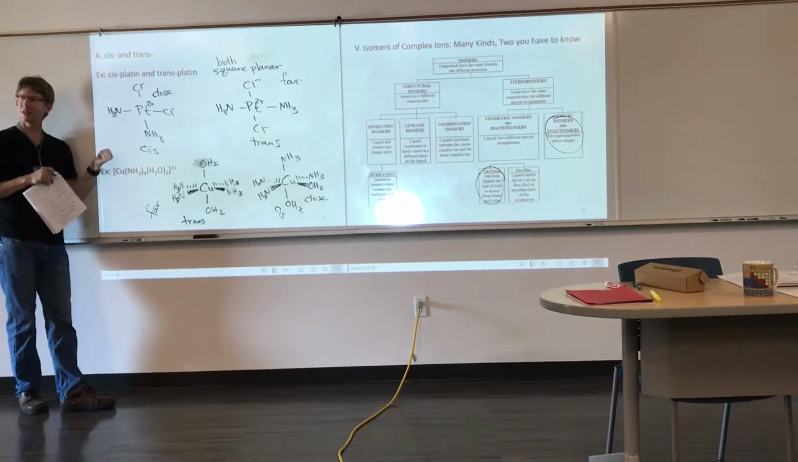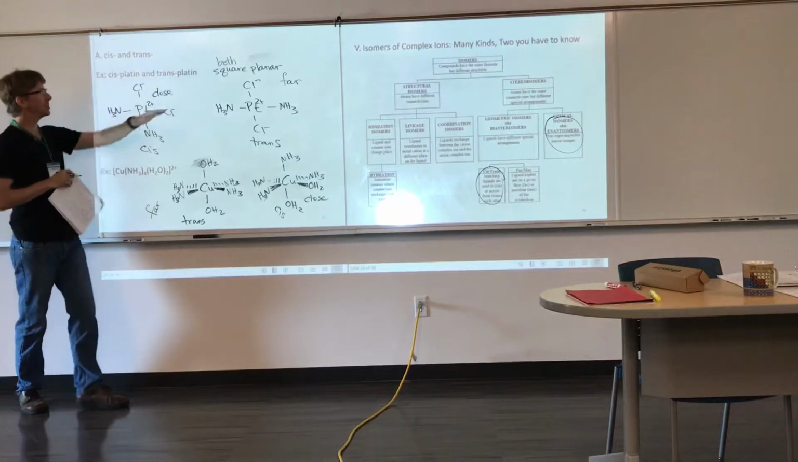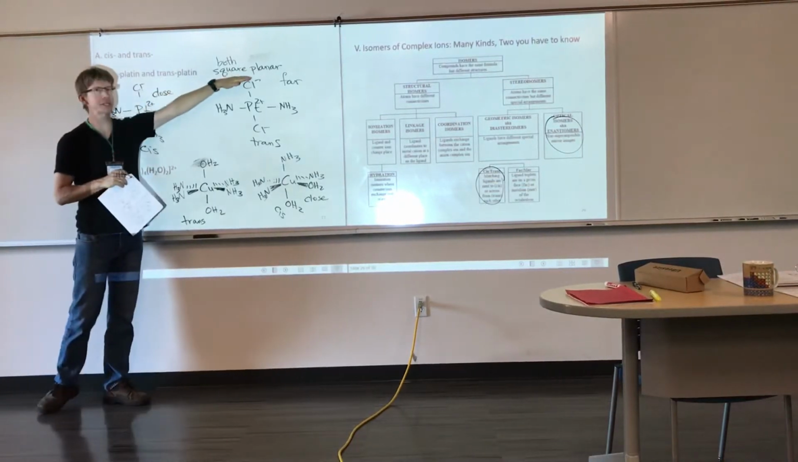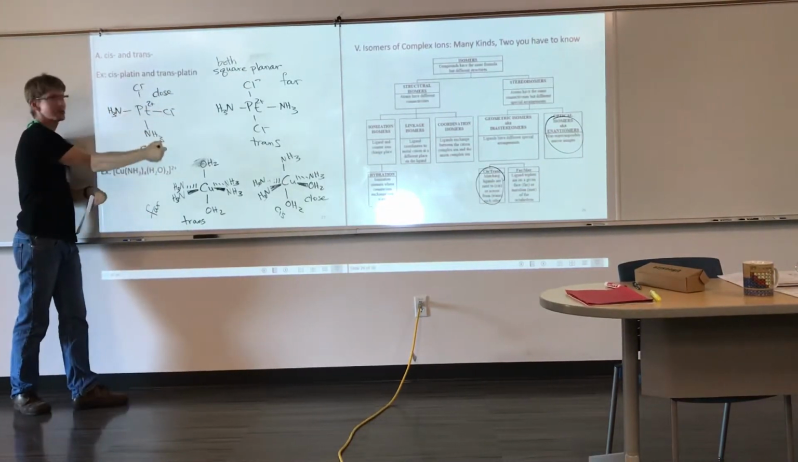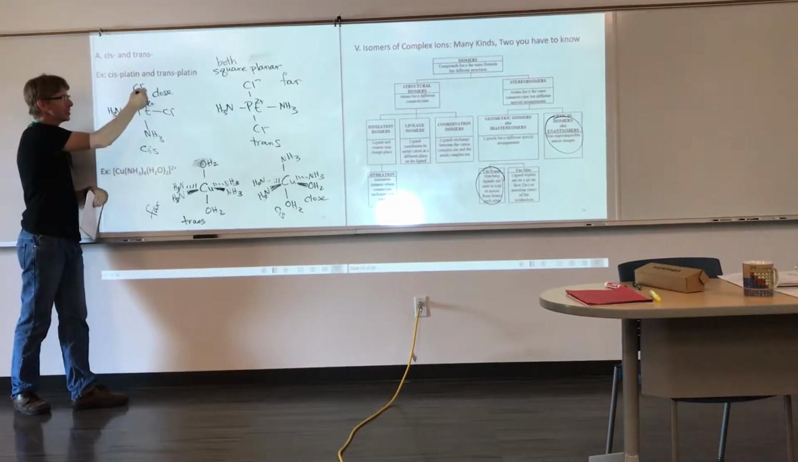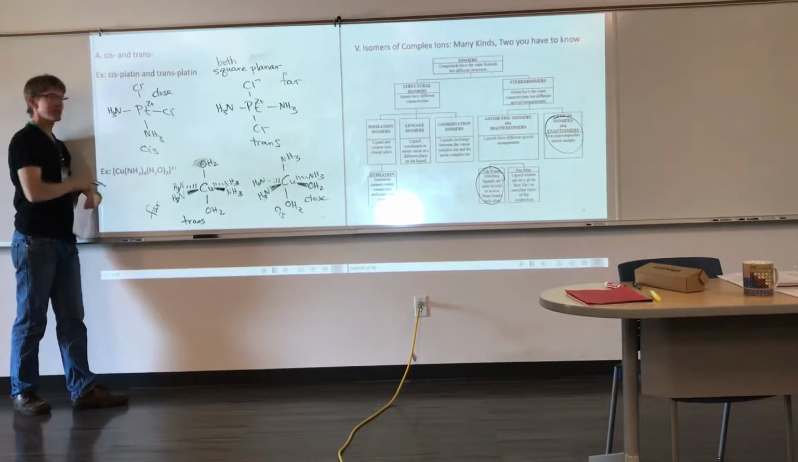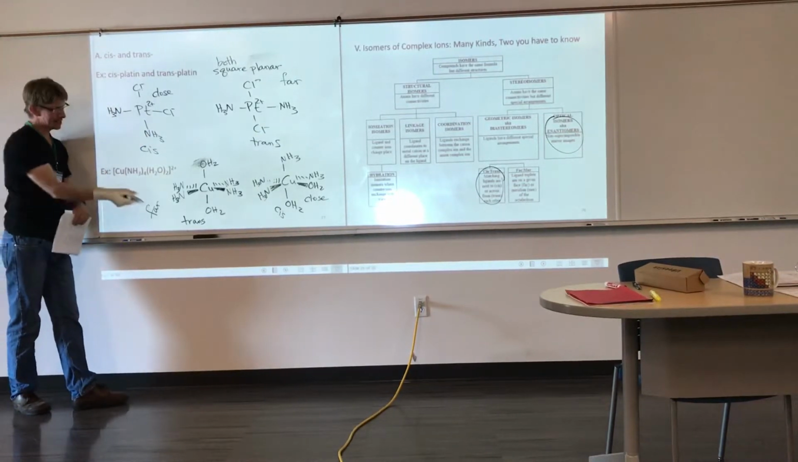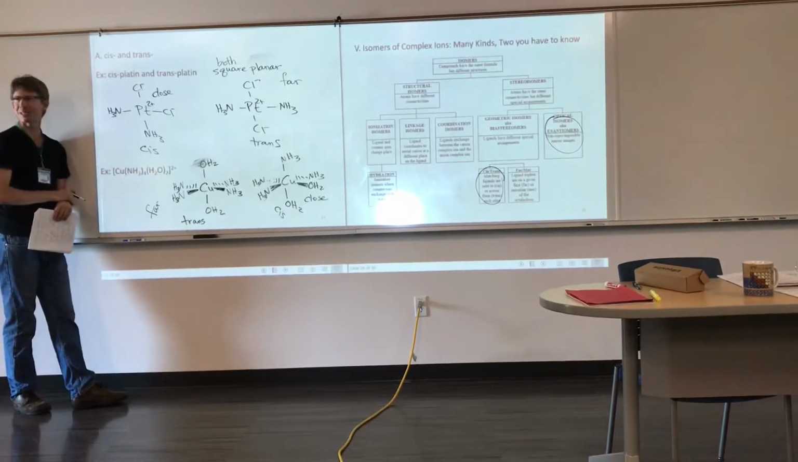Now, what can you be asked to do on an exam? You can be given a formula, and I can tell you that it's square planar, and ask you to draw cis or trans for it. And typically there will be 2 of one type of ligand and 2 of another. Basically I can ask you to do these types of examples.